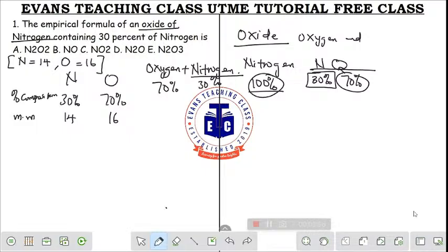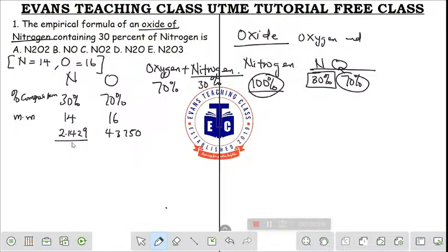So 30 divided by 14 is 2.1428. I prefer 4 decimal places, but anything you like, just use it. 70 divided by 16 is 4.375.